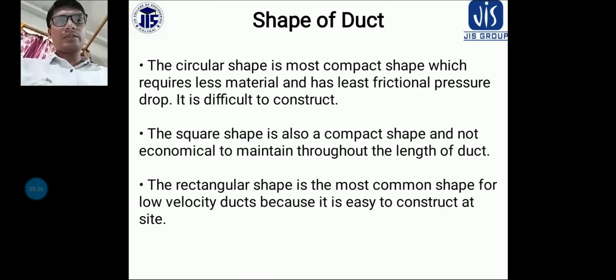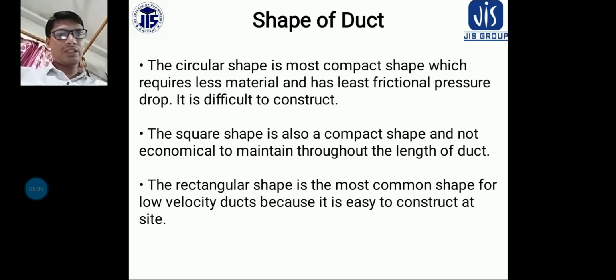Next, if I am talking about the square shape duct, the square shape is also a compact shape and not economical to maintain throughout the length of the duct. The rectangular shape is the most common shape for low velocity duct because it is easy to construct at site. We can easily construct the rectangular shaped duct, and it is used for low velocity duct.